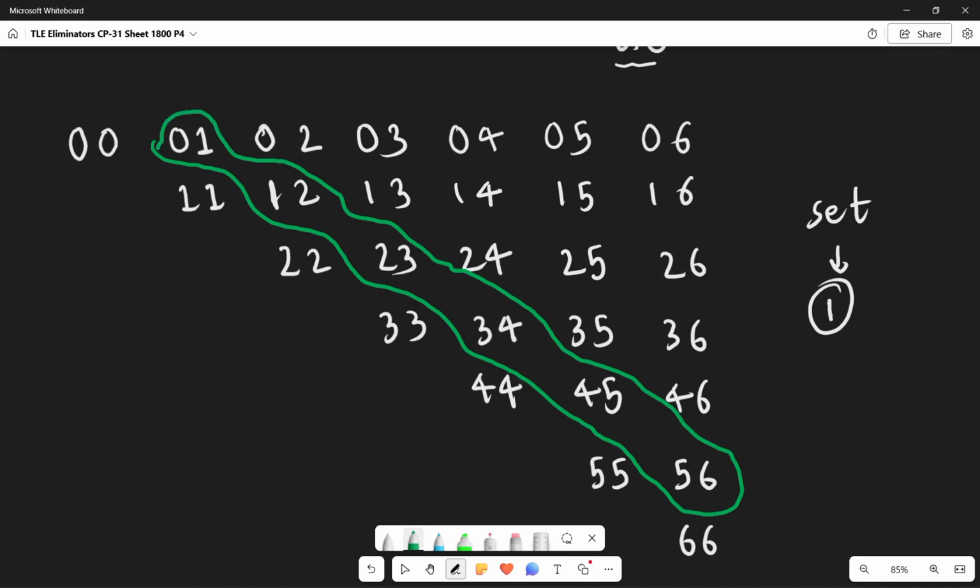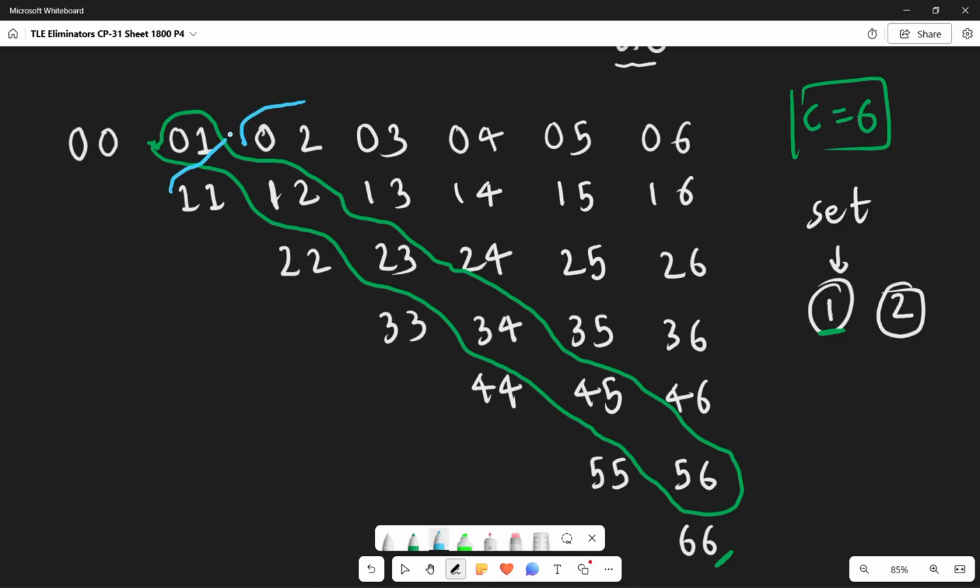Okay, so here I am assuming C is 6. C is 6, that's why I am going till 6 comma 6. So if my set has 1, I cannot take these elements, right? And if the set contains 2, I cannot take these elements.